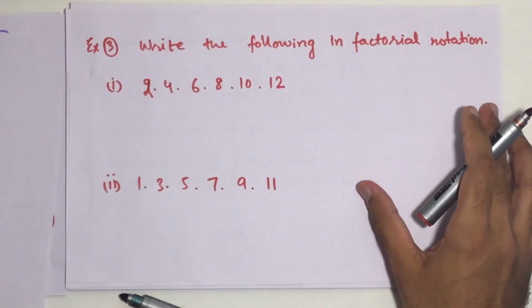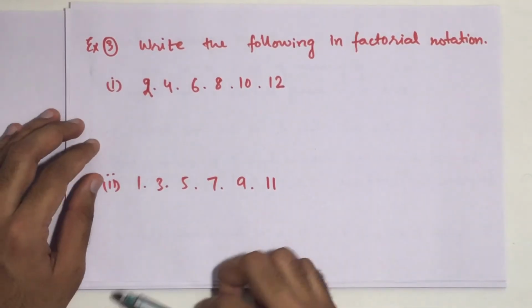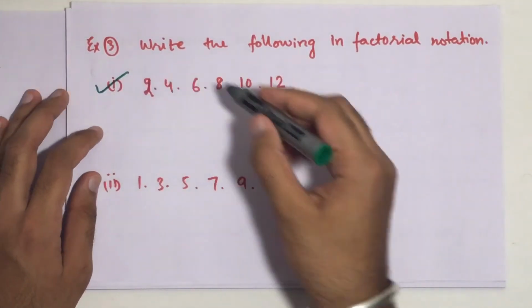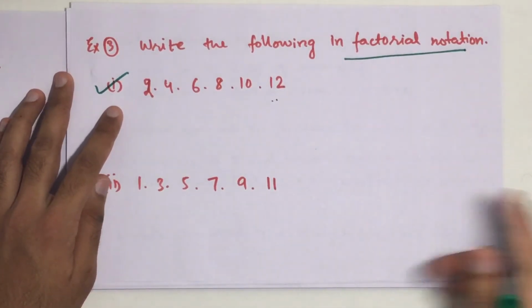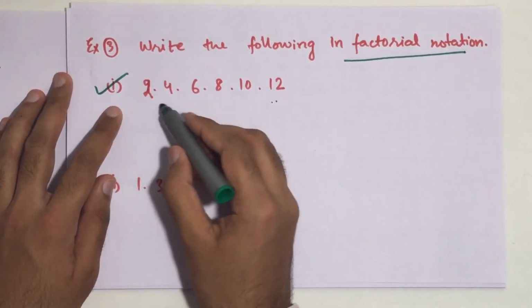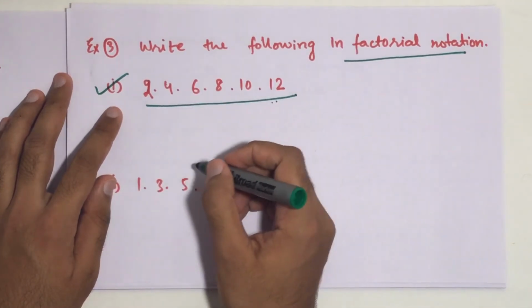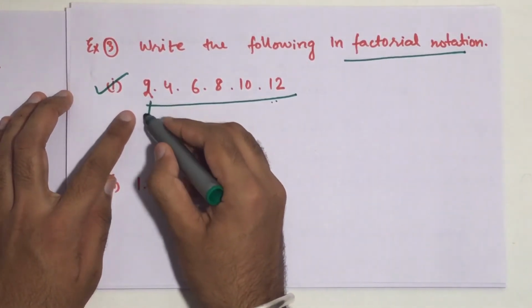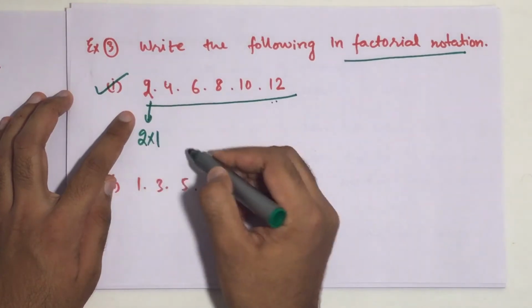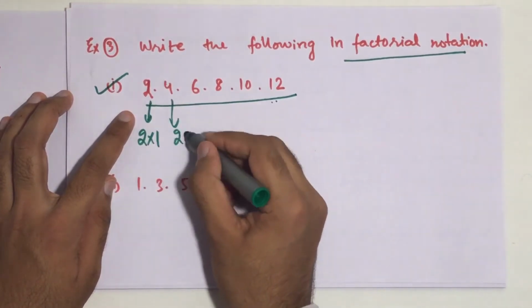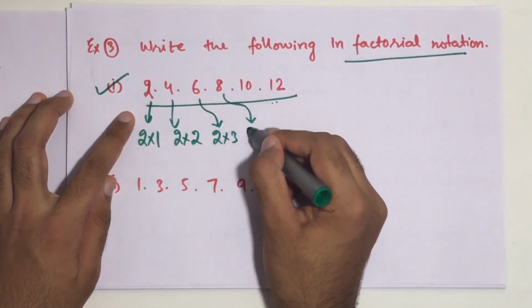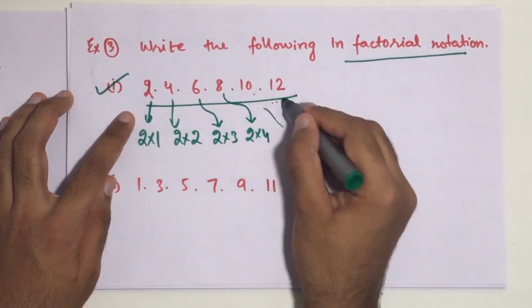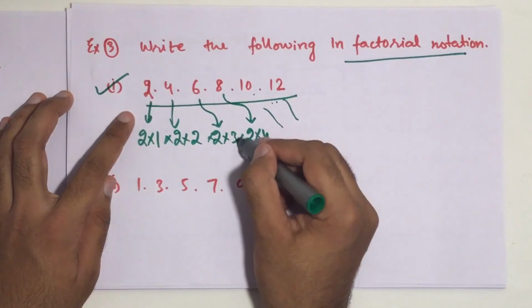Students, after that we studied how to write these types of notations in factorial notation. Factorial notation होता है continuous product of n natural numbers. So इसको हमको continuous product of n natural numbers के उसमें लिखना है. तो देखिए 2 को हम लिख सकते हैं 2 into 1, 4 को लिख सकते हैं 2 into 2, 6 को लिख सकते हैं 2 into 3, 8 को लिख सकते हैं 2 into 4 and so on. ओके, और सभी में आपस में मल्टीप्लाई हो रहा है.